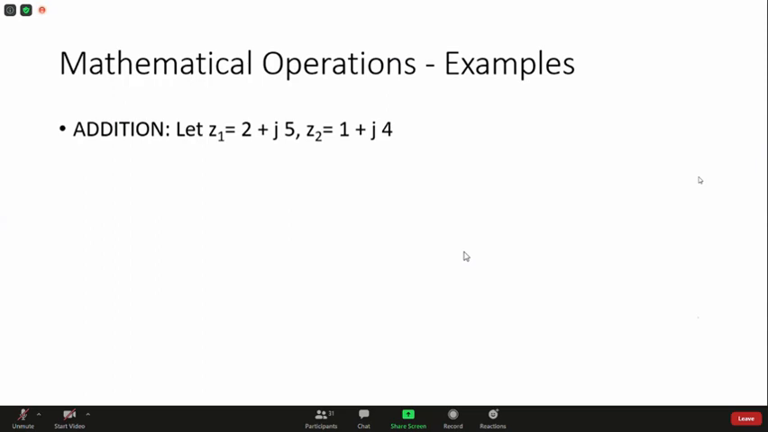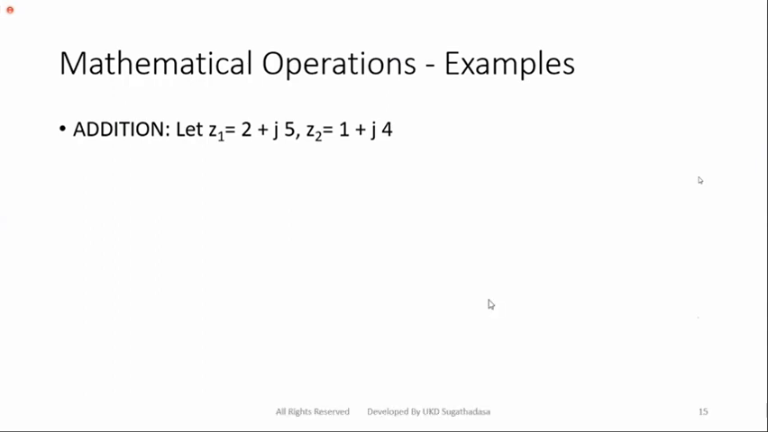I think we have discussed this. Everything, start with the addition. Same example: this is 2 plus j5, this is 1 plus j4. Two different complex numbers. Let us add the two complex numbers. Add the real part, 2 plus 1, 3. This is very simple. j5 plus j4, j9. Sometimes remember, j5 and 5j are no different.